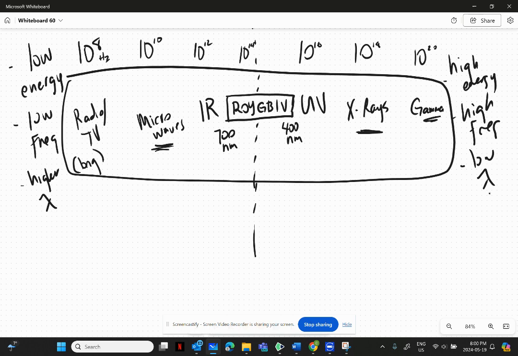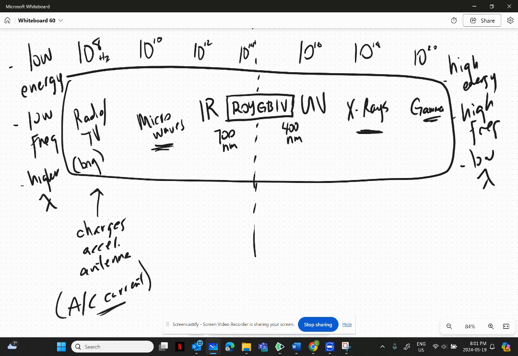When we look at radio and TV waves, we talk about charges being accelerated up or down an antenna. Also, with some of these really long wave radiation, we basically have AC current producing this type of radiation. Remember, in alternating current, electrons are going back and forth 60 times every second. That back and forth is creating an electric field, which is creating a magnetic field, electromagnetic radiation. So AC current or charges up and down an antenna are creating radio and TV waves.